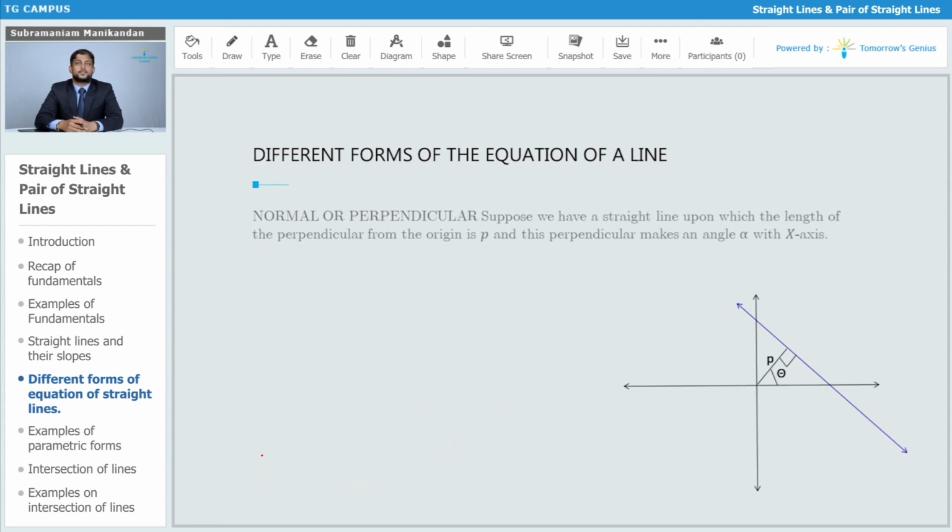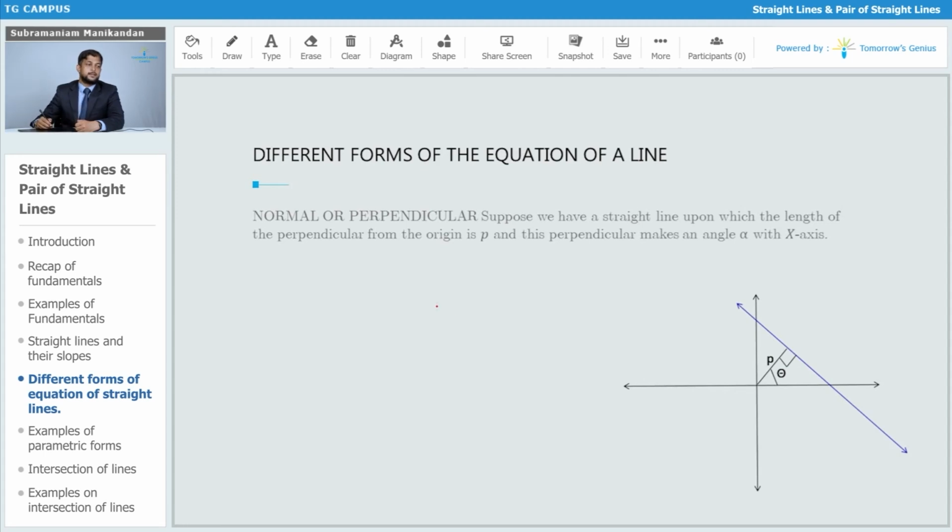The next form is called the normal form of the equation of a straight line. This is rarely used, but it's a useful form for problems which require application of this form. In this, the equation of a straight line is written in terms of the distance from the origin, that is the shortest distance of the line from the origin, and the angle that segment makes with the positive x-axis.